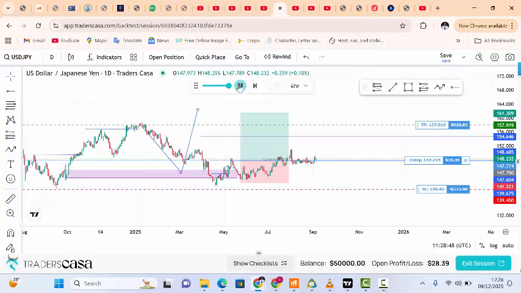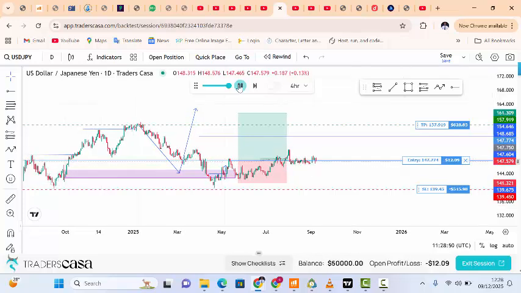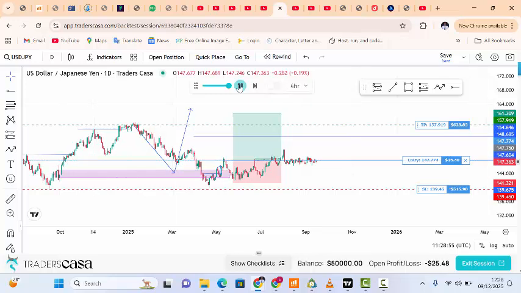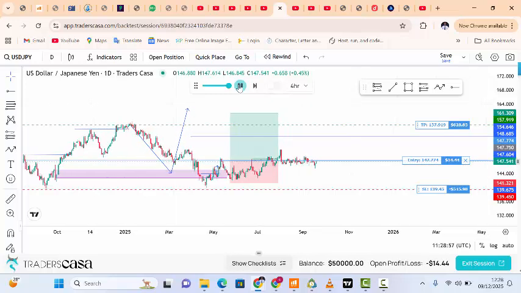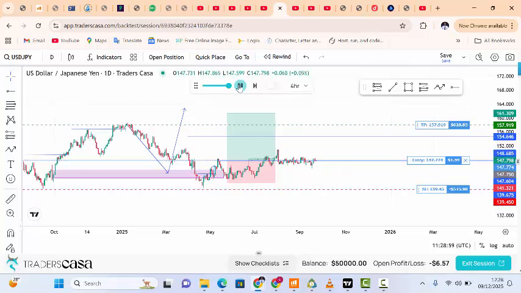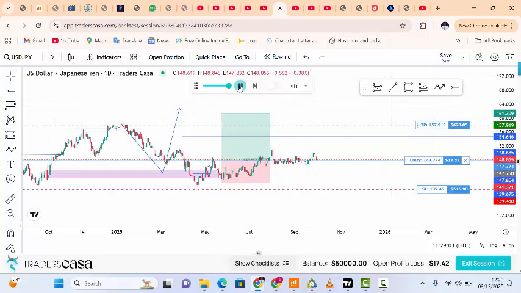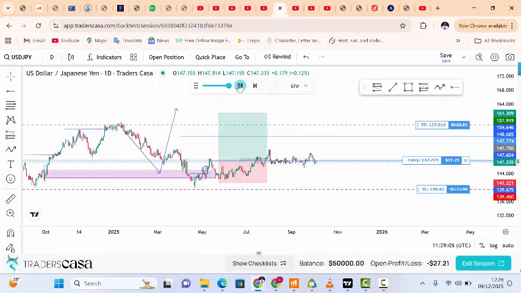So it's ranging. You can see it's ranging for a long time. And trading in a ranging market is bad. But you already entered before the range. So this range is called accumulation. After accumulating, it will break out either up or down. We'll find out where it's going to break out.